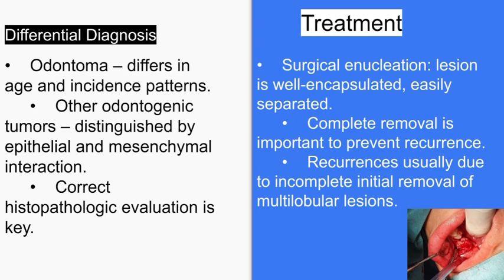Coming to the treatment of this tumor, treatment is surgical enucleation. The lesion is well encapsulated and usually separates easily from the surrounding bone. However, and this is important, recurrence is relatively high for a benign tumor. Why? The reason is that these lesions are often multilobular. If you leave even a small portion behind, it can recur.